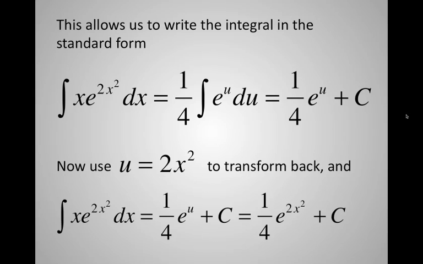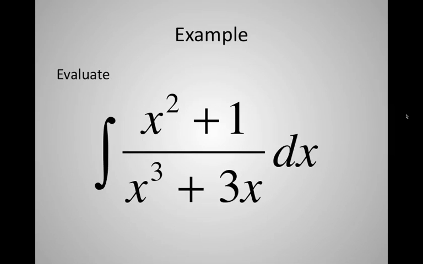Now to get the answer we seek, we've got to transform back to the original variable. So we take u equals 2x squared and transform back. So the 1/4 e to the u plus c is just 1/4 e to the 2x squared plus c.